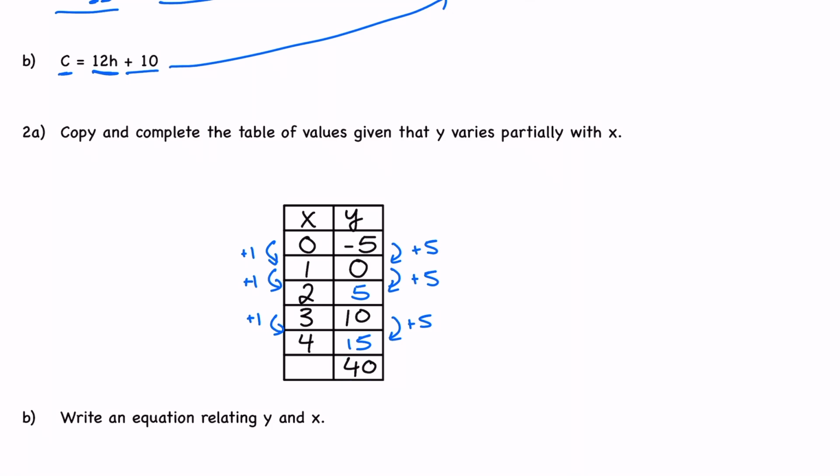The equation for a partial variation would be y equals mx plus b. Our slope is the number we're increasing by every time on the y side. We're increasing by 5 every time, so our slope is going to be 5. Our x and y stay as variables, and then our y-intercept is the value of y we have when x is equal to 0, so that would be -5. Now that we have our equation for this data set, we can plug in y equals 40 and then solve for x.